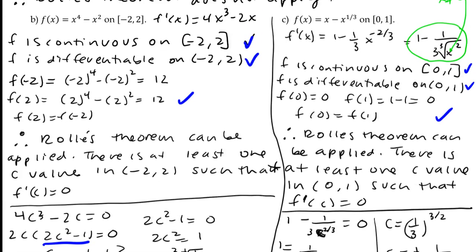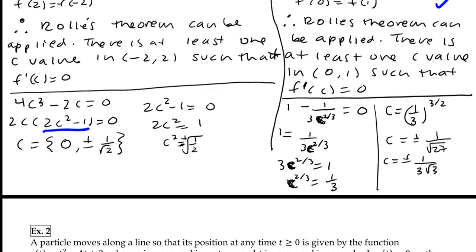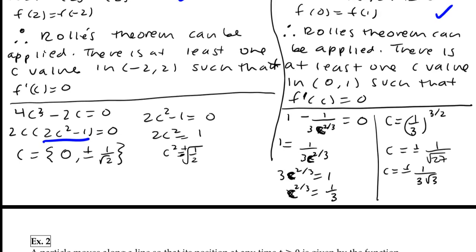We have a restricted domain. We are only between 0 and 1. We don't want this negative. So even though we found two C values, we say, well, what does the theorem say? The theorem says that there's a C value in this region. So we need to only keep the positive because the other negative value is not in the restricted domain. Okay, so that's what Rolle's theorems are going to look like.